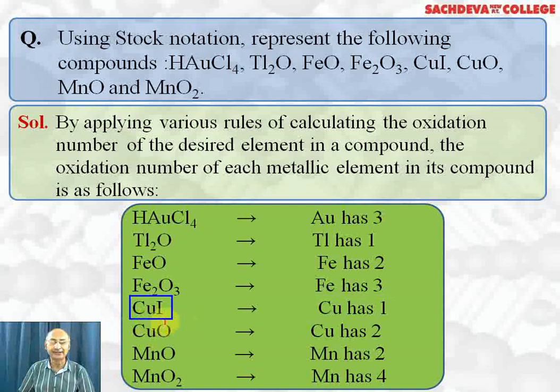In CuI, x minus 1 equal to 0, x is equal to 1, Cu has +1 oxidation number. CuO, x minus 2 equal to 0, x is equal to 2, copper has +2 oxidation number. In MnO, x minus 2 equal to 0, x is equal to 2, Mn has +2 oxidation number. MnO2, x minus 4 equal to 0, Mn has +4 oxidation number.